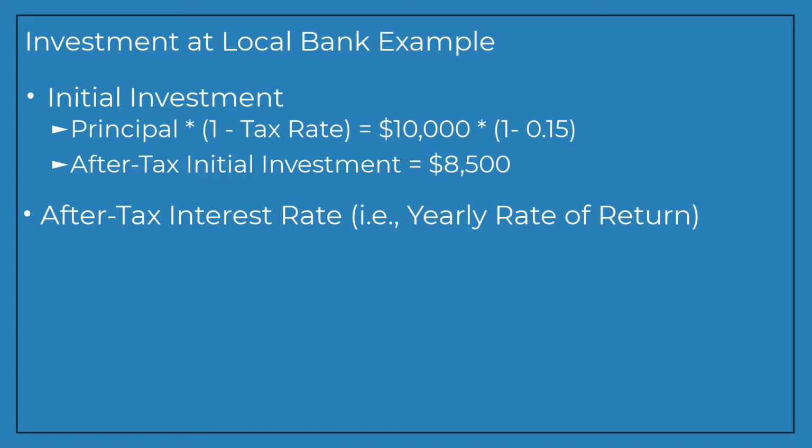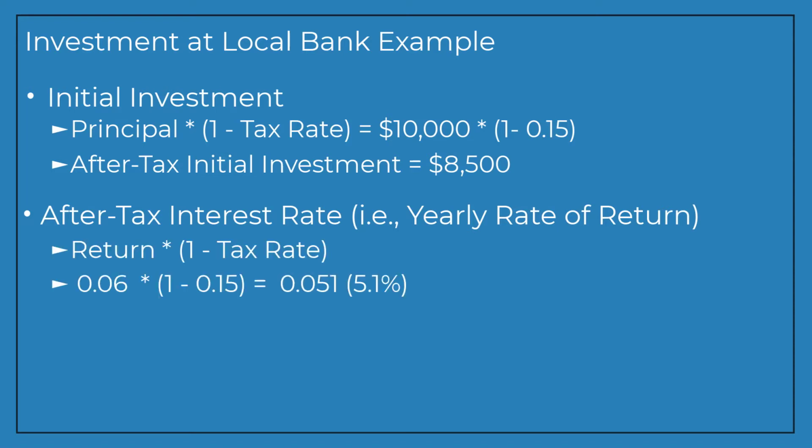Next, we need to apply the tax rate to your interest rate, in other words, your yearly return, and this is 6%. This is because each year, as you make a return on your investment, you're going to have to pay some of that return to the government as taxes. And it effectively lowers your return. And we can see how much the return is lowered as follows. We'll multiply the interest rate of 6% by 1 minus the tax rate, which is 6% times 0.85, which lowers your return to 5.1%.